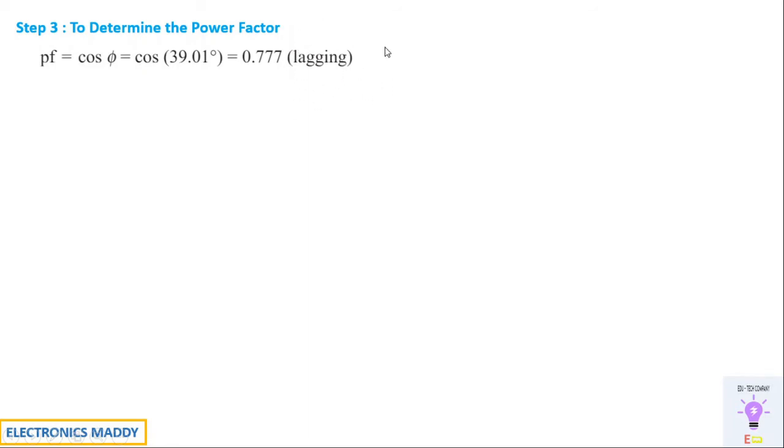If you don't mention anything, power factor of 0.777 does not give any significance. What type of the circuit it is. So in case of AC, you have to always represent lagging or leading with respect to power factor.